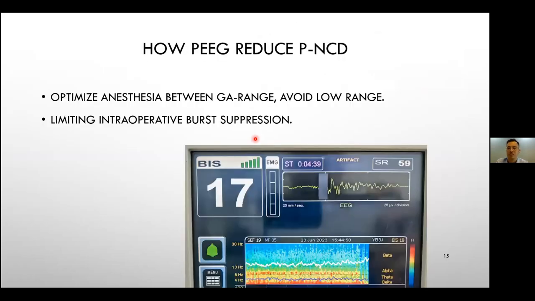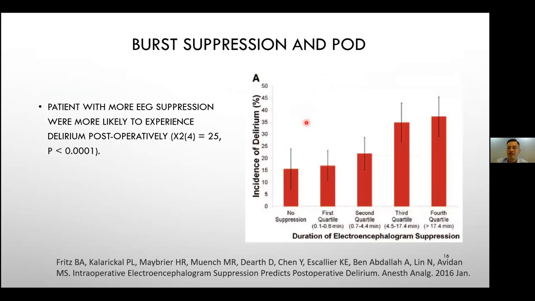In order to reduce post-op neurocognitive disorders, many studies have proposed using processed EEG to optimize anesthesia delivery during the GA process. General anesthesia should be conducted within the manufacturer-recommended range, for example 40 to 60 on the BIS monitor, and avoid a low BIS of less than 40. We should also avoid or limit intraoperative burst suppression. In an observational cohort study by Fritz and colleagues in 2016, patients with longer durations of EEG suppression were more likely to experience delirium post-operatively.